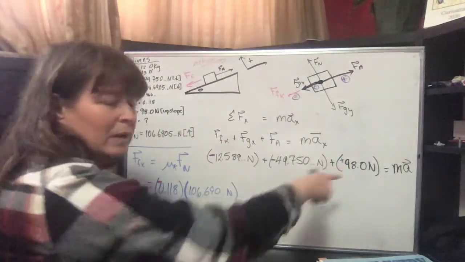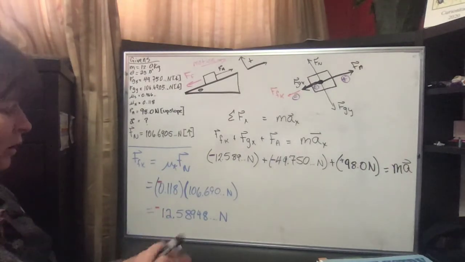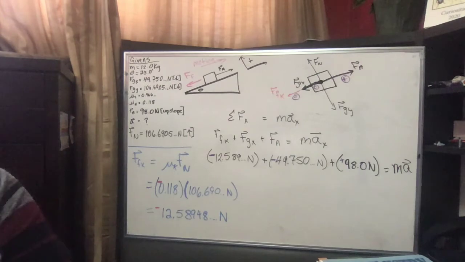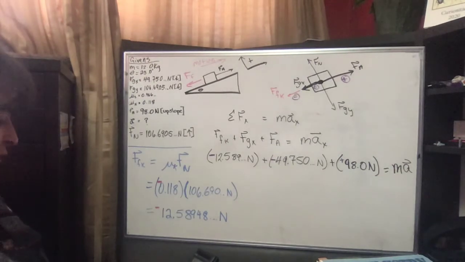So you could divide over mass and do that in one step, but I'm going to give you an intermediate value for that. I do have to bust out the calculator, I didn't do that one earlier. So I'll grab my calculator and just do this. 12.58948522, that's a negative value, plus negative 49.750 yada yada yada, plus 98 newtons.